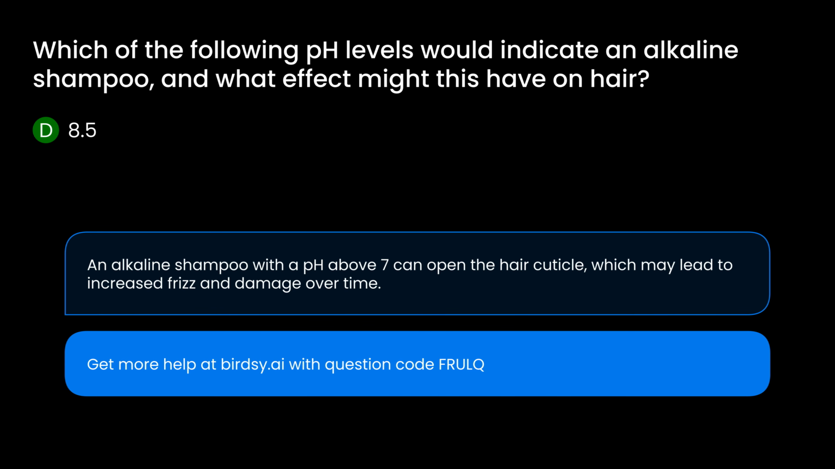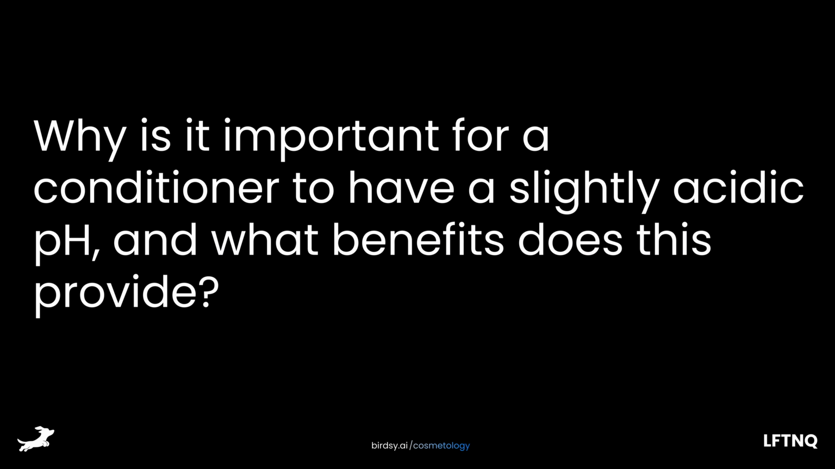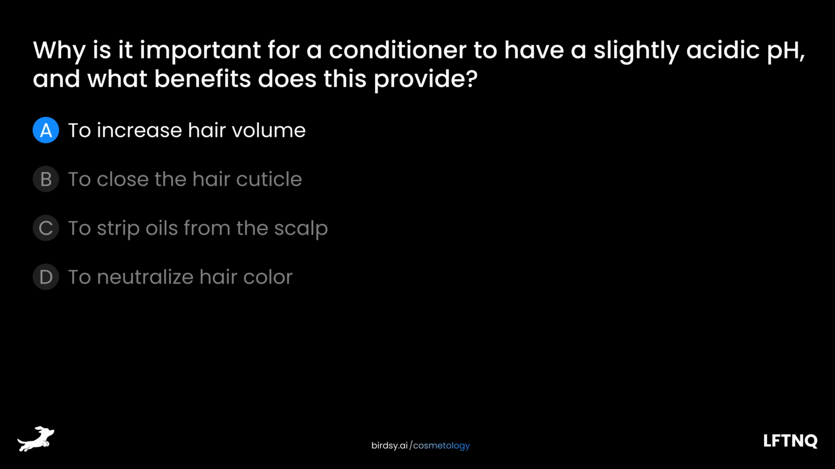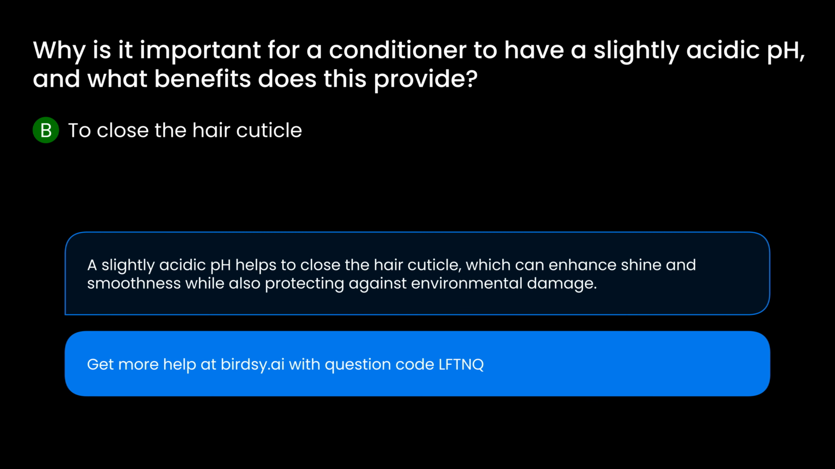Why is it important for a conditioner to have a slightly acidic pH, and what benefits does this provide? Is it A, to increase hair volume, B, to close the hair cuticle, C, to strip oils from the scalp, or D, to neutralize hair color? The answer is B, to close the hair cuticle. A slightly acidic pH helps to close the hair cuticle, which can enhance shine and smoothness while also protecting against environmental damage.